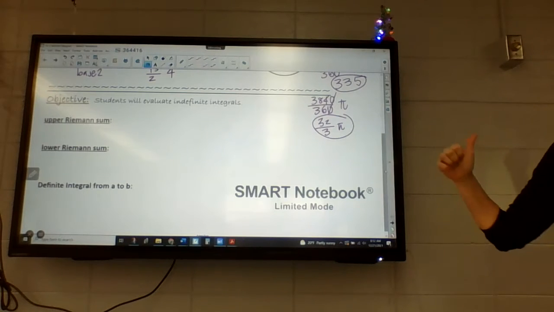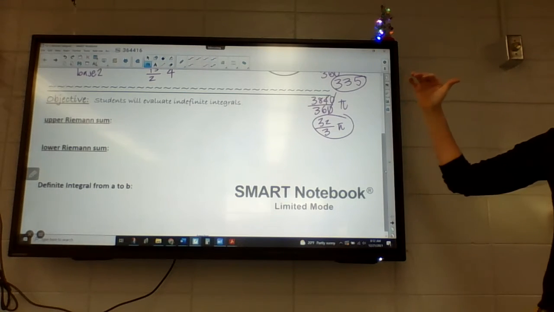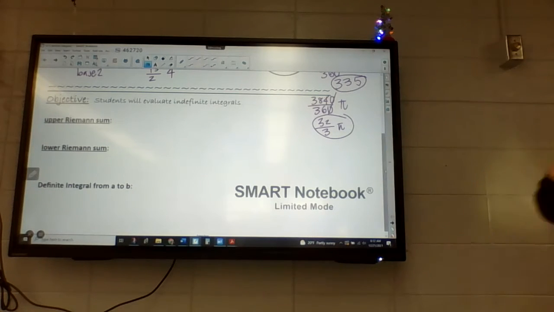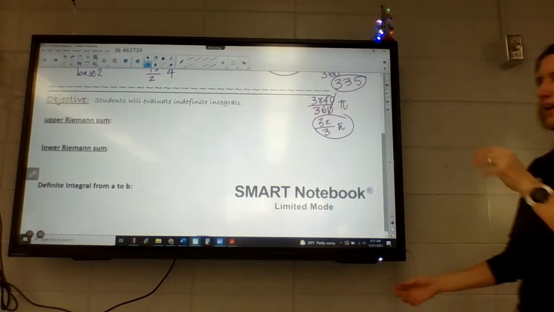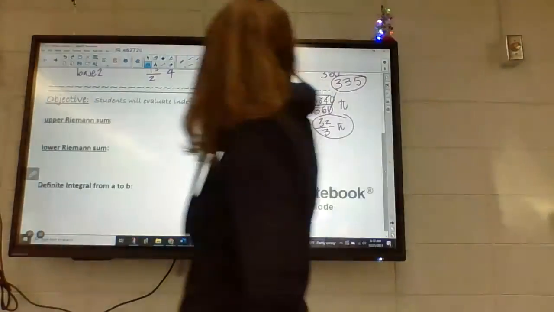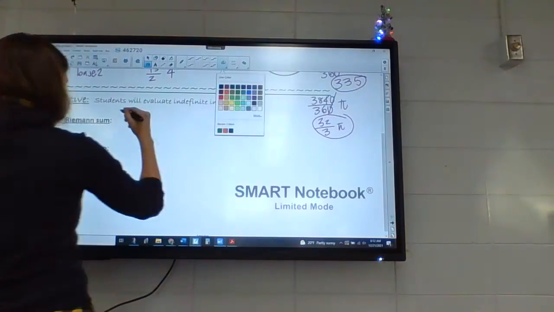where sometimes the rectangles are above the graph and then sometimes they're under. So what we're trying to find is the middle ground between that. We're trying to find how close we can get to actually finding the exact answer. So the upper sum is the estimate that's too high.